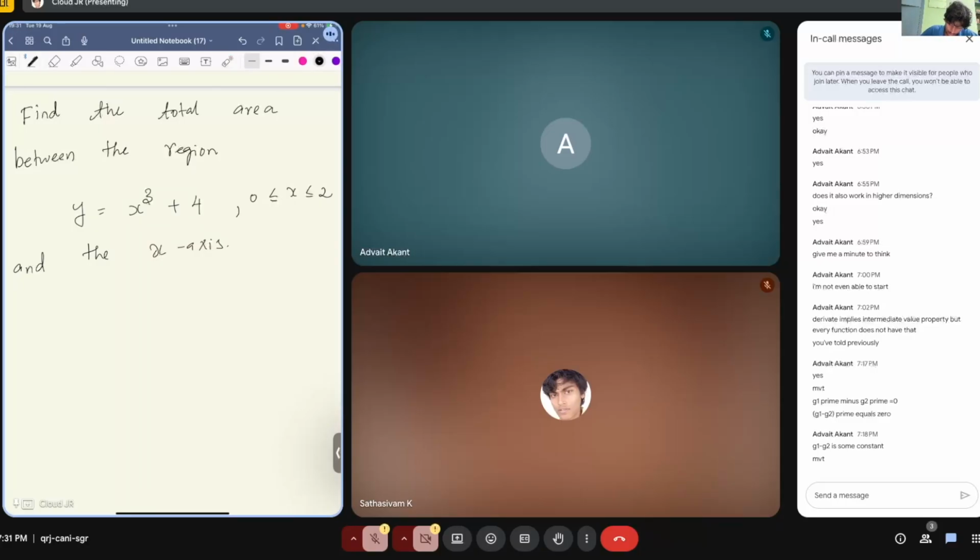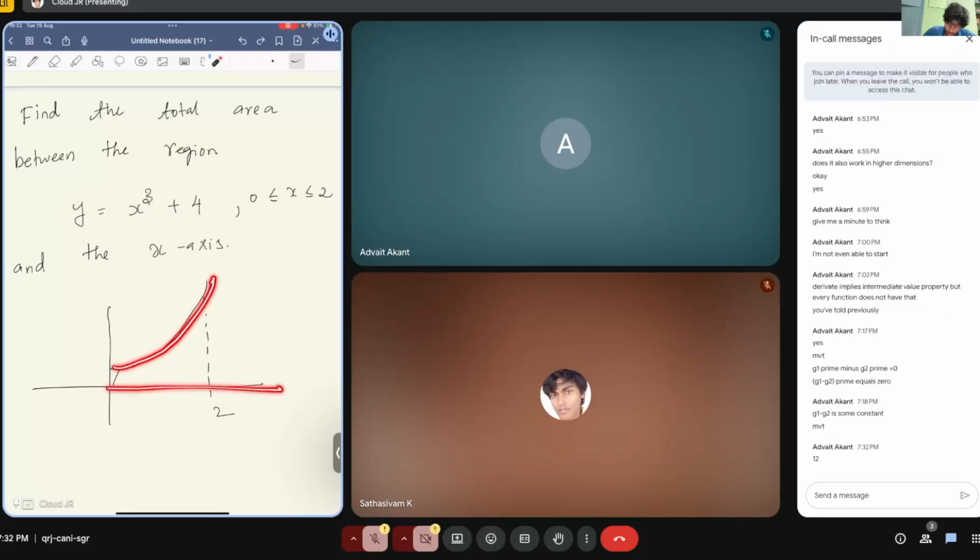Whenever you have a problem like that, you first try to draw. It's not always easy to draw the function, and I also don't know exactly how it looks, but it looks something like this. At 0 it will be 4, and here let's say I have 2. You have to find the area which is bounded by this curve, with the x-axis below, and on the sides by these two numbers.